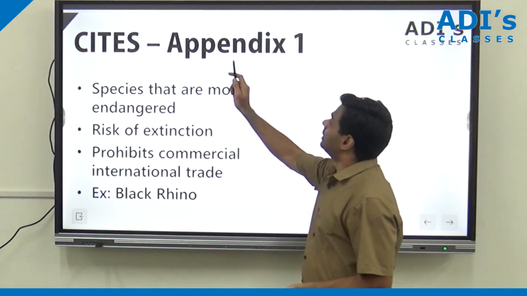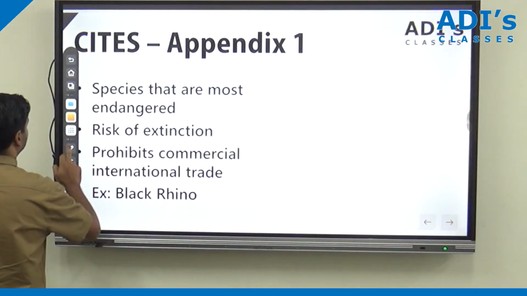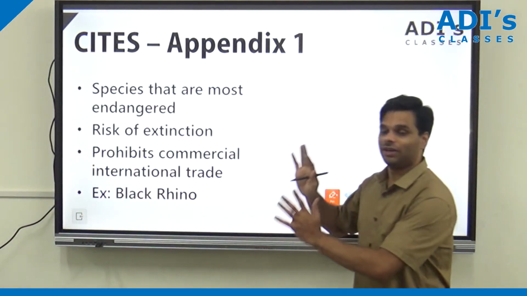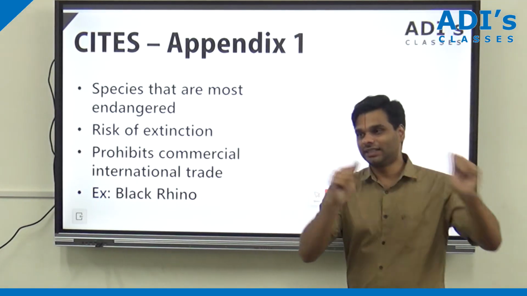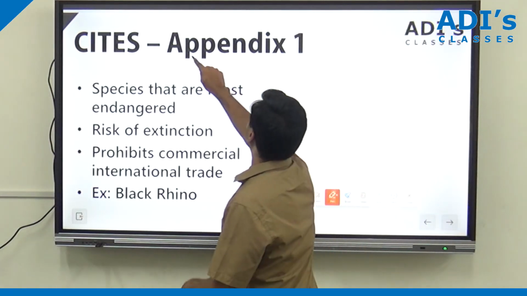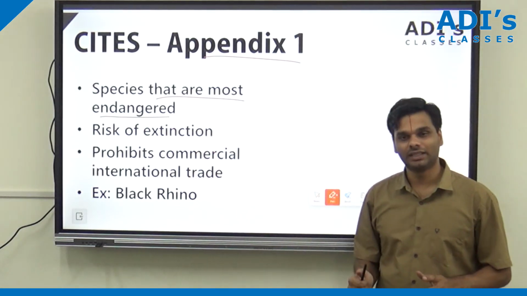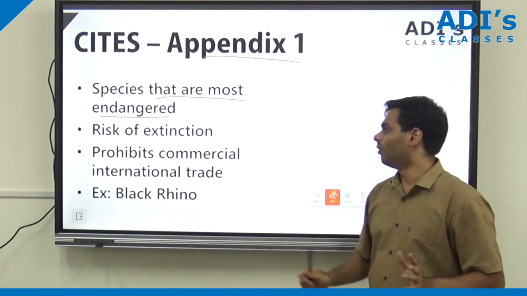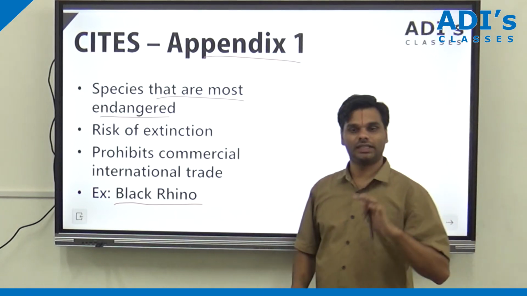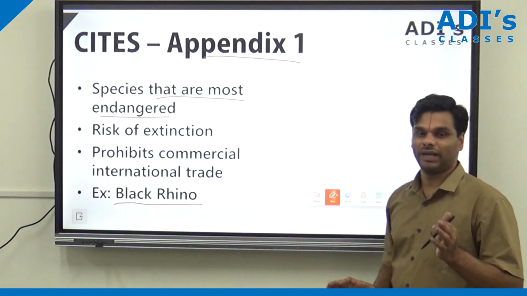Now, there are 3 appendices. In the first appendix, what do we have? This is important, just focus for 2 minutes, because if you understand this CITES, then you will understand CMS also, the next one that we are talking about, because both have the same structure. Appendix 1 has species that are most endangered. What is an example? Black rhino. Black rhino is one of the most endangered species, and CITES has it in appendix 1.